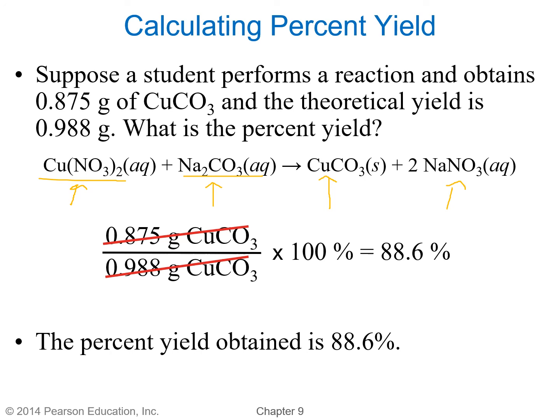So suppose a student goes in the lab and performs this reaction and actually gets 0.857 grams of the copper 2 carbonate product. So this is our actual yield. But according to the limiting reagent calculations, the theoretical yield should have been 0.988 grams. What is the percent yield? So we take the actual yield, 0.875, divided by the theoretical yield, 0.998, times 100%, we get 88.6% as our percent yield.